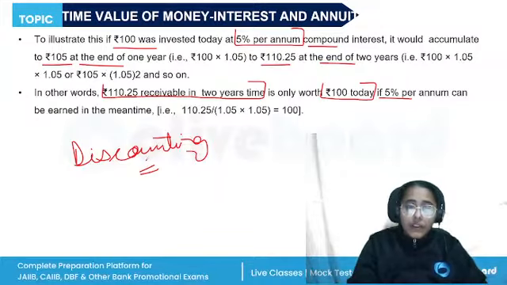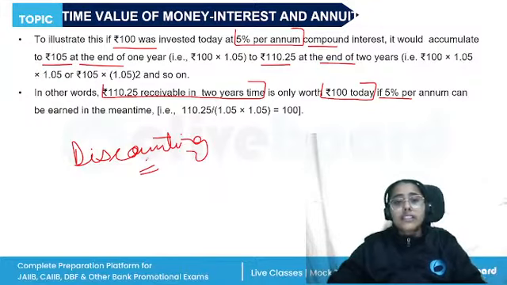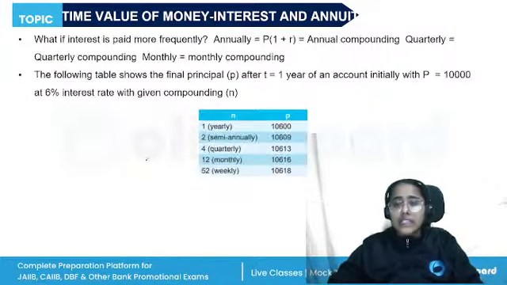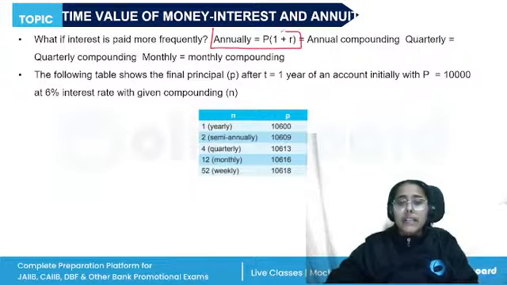All right. Now, frequency of compounding of interest. What if the interest is paid more frequently? Then we can simply use the formula: annually, P multiplied by (1 plus R). This is annual compounding. For quarterly, it is known as quarterly compounding, and for monthly, it is known as monthly compounding.